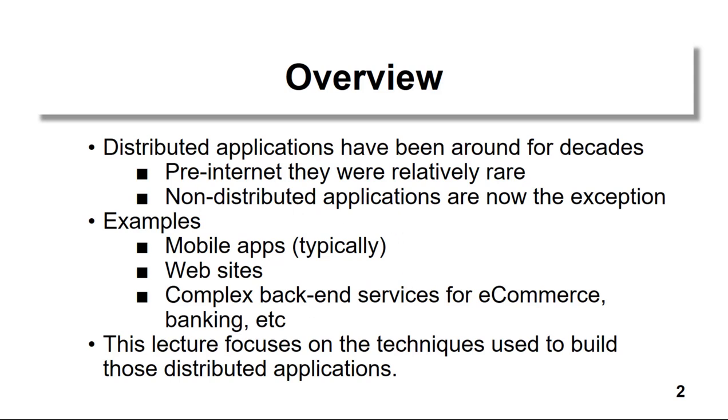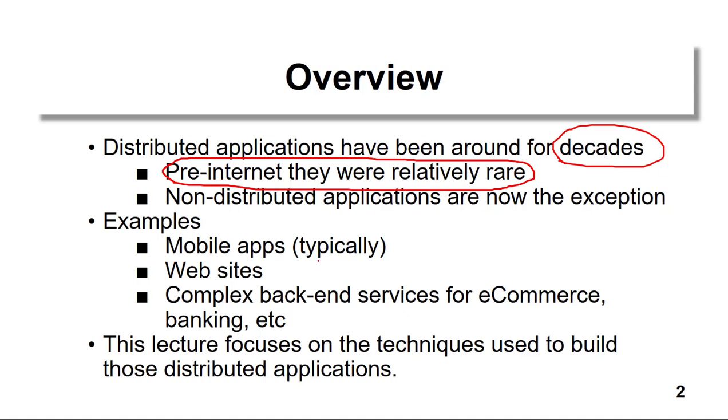So distributed applications have been around for a very long time, at least since the advent of the internet. A distributed application is any application that runs on multiple devices, and this has been going on for research purposes at least since the 1960s and 70s in the United States and around the world. So pre-internet they were relatively rare. They did exist, as I said, but only for research purposes.